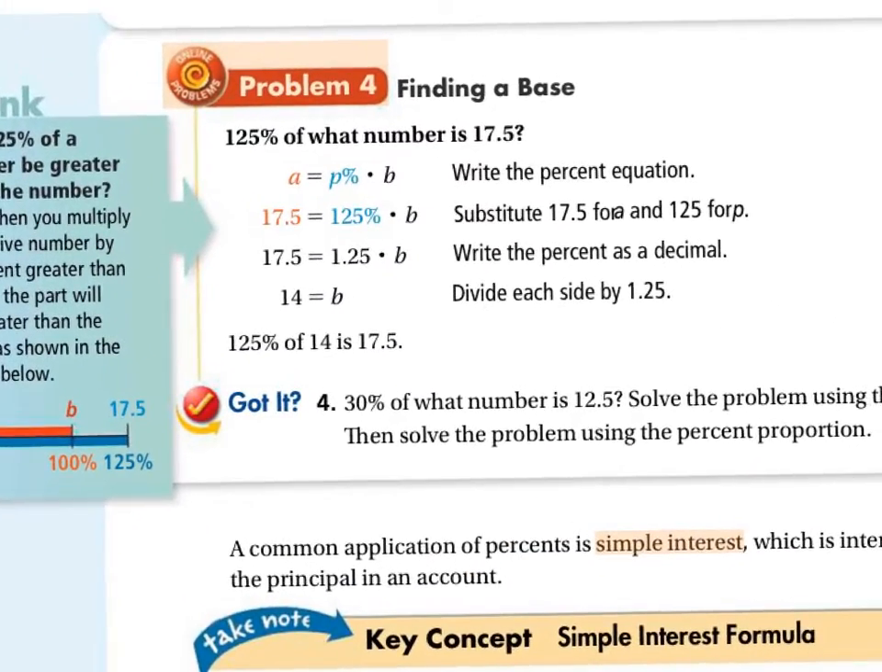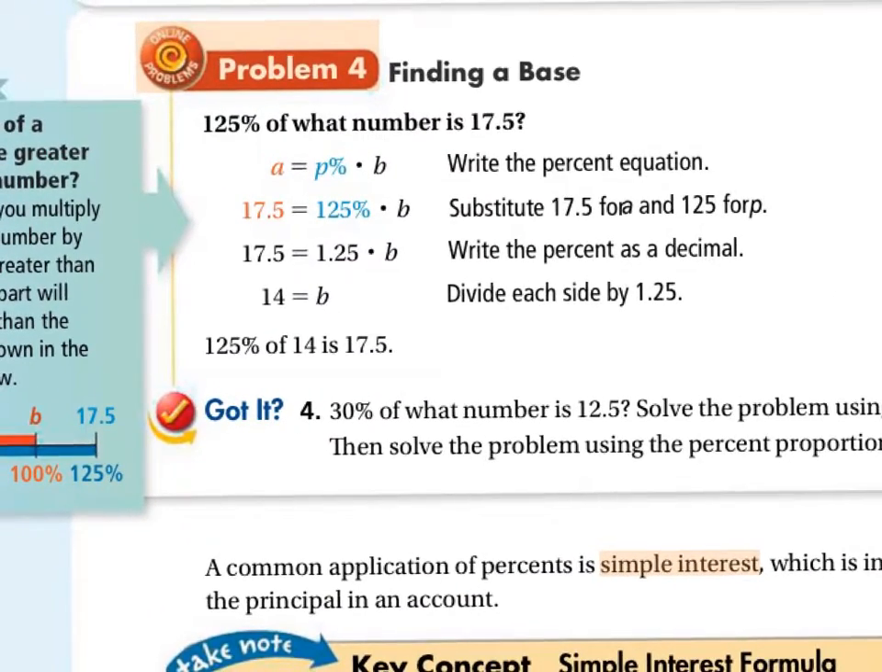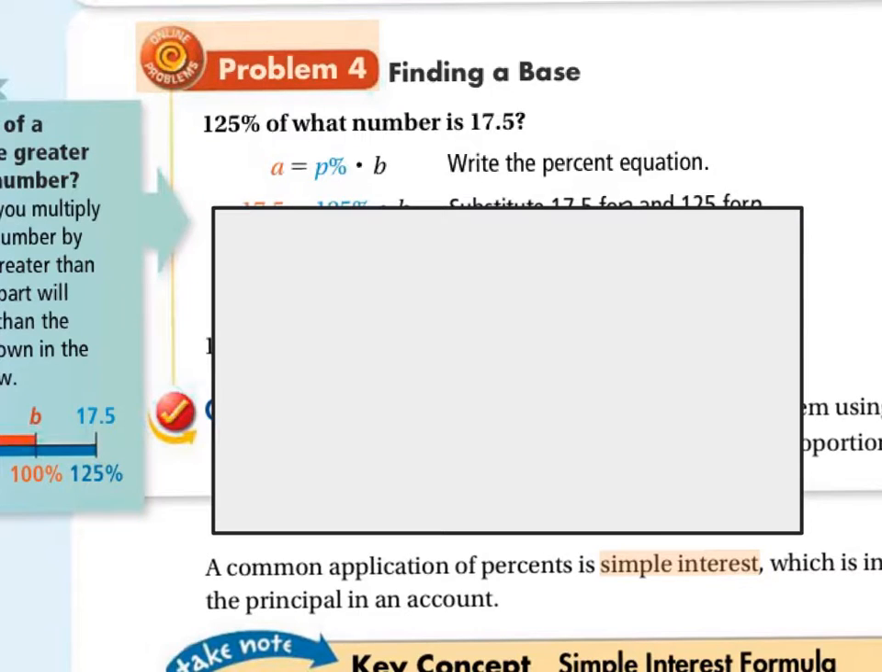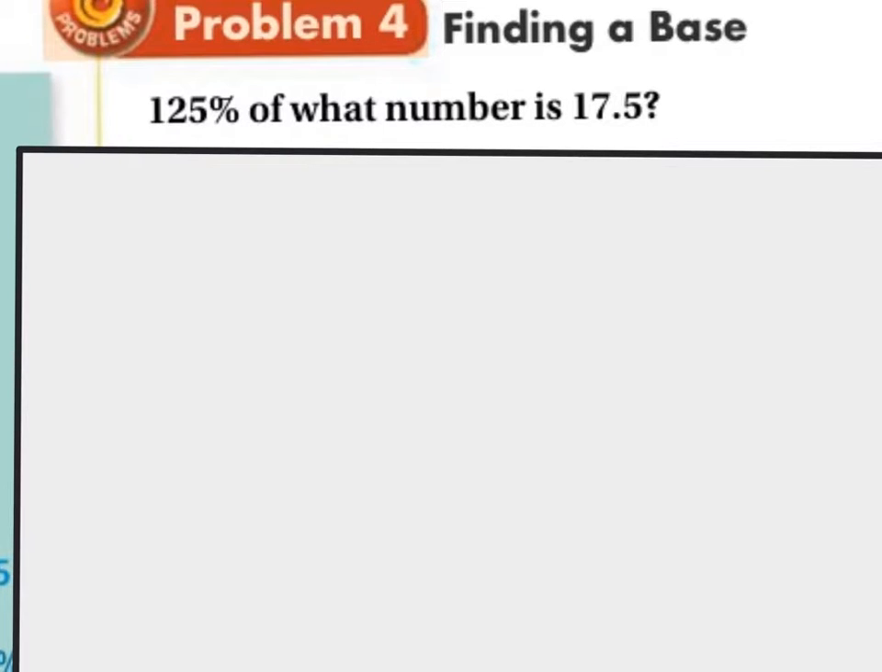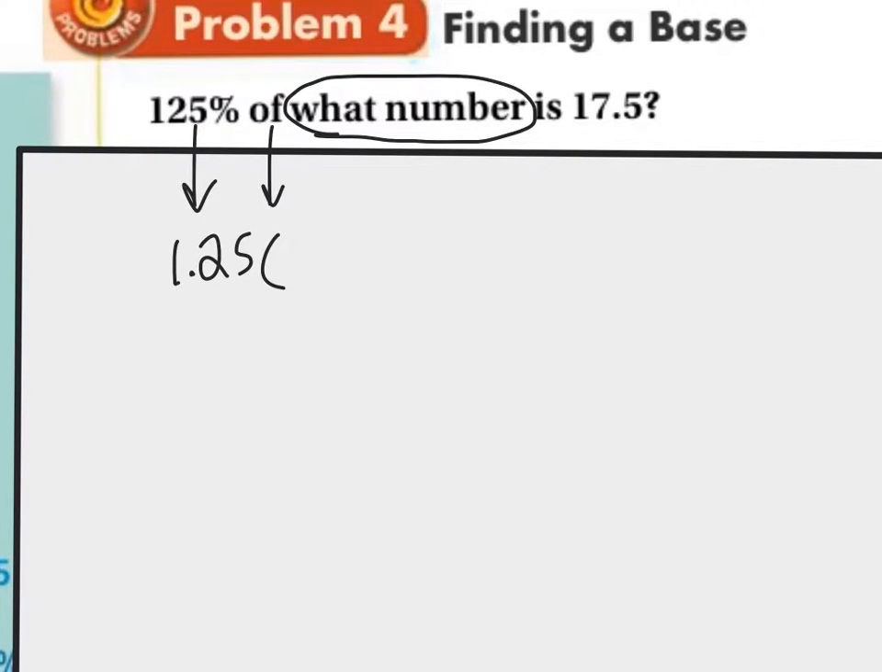Problem 4, we are finding the base. So it says 125% of what number is 17.5. So we can translate that over into an equation. I technically am doing this a little bit different than the book. I'm just straight up translating this over. So 125% I'm going to change to a decimal. Of means multiply. What number is what I'm trying to find. Is means equals 17.5.